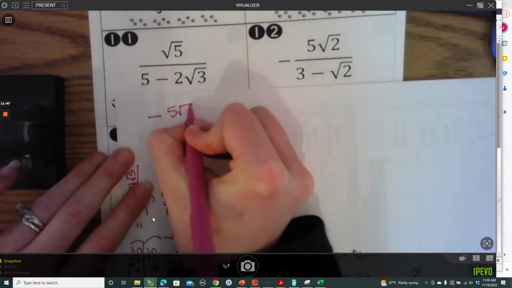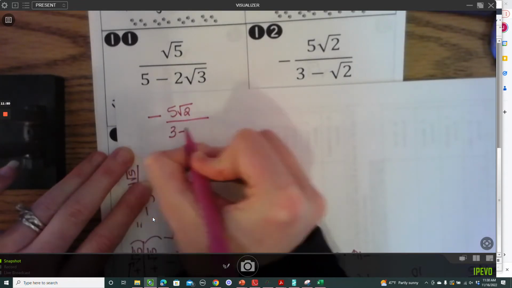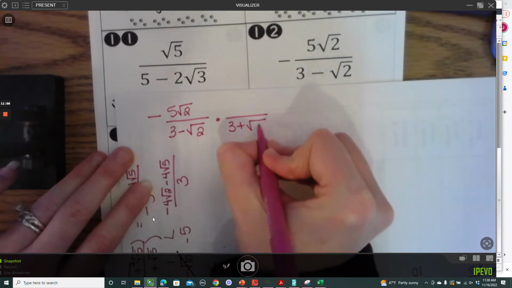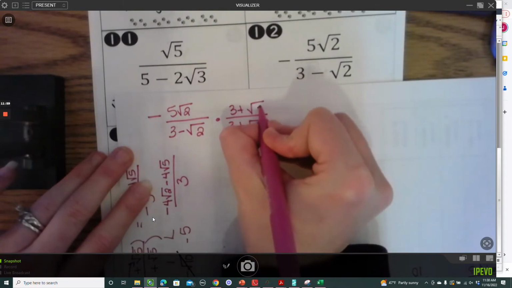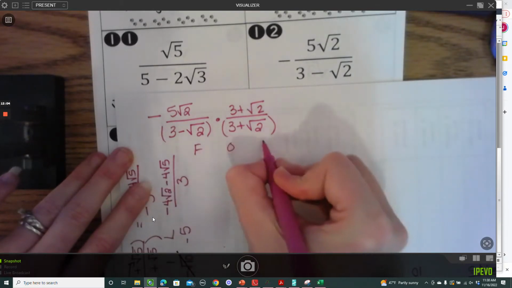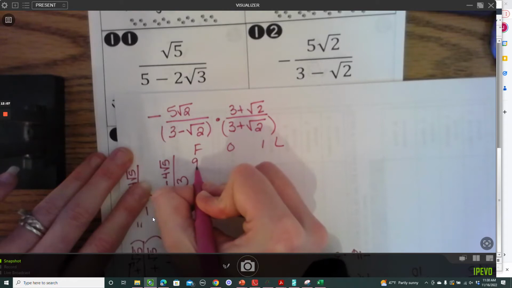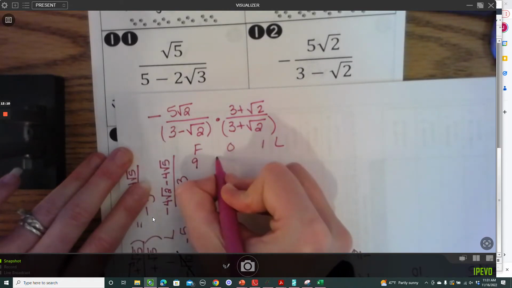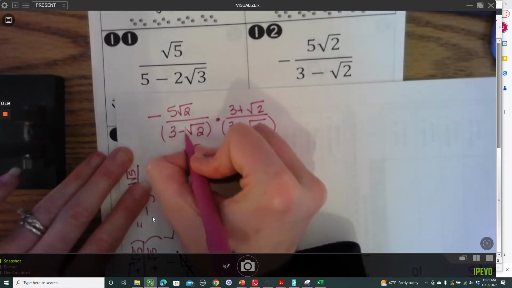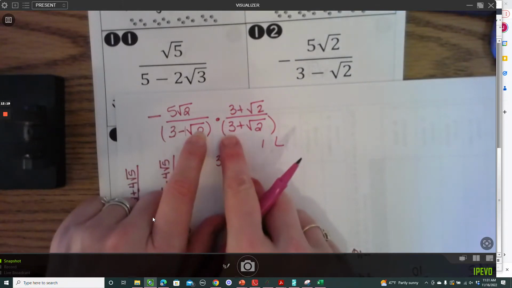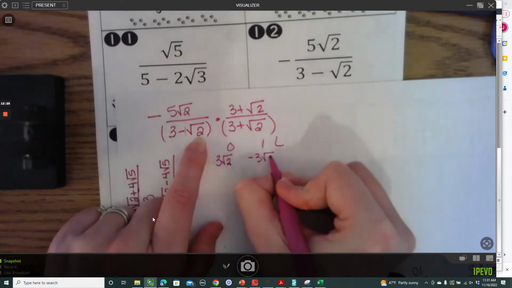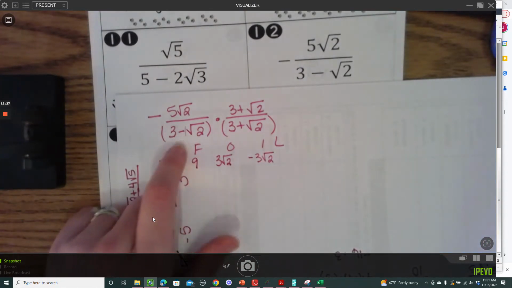So we've got 5 times the square root of 2 over 3 minus the square root of 2. So minus in the middle becomes a plus in the middle. Whatever we do to the bottom, we have to do to the top. So, FOIL. 3 times 3 is 9. 3 times the square root of 2 is 3 square root of 2. Negative square root of 2, remember, there's like an invisible 1 there. So really, when we're doing the inside here, we're doing negative 1 times 3 gives me a negative 3. And then just tack on that. So just, again, be really careful with those negatives.